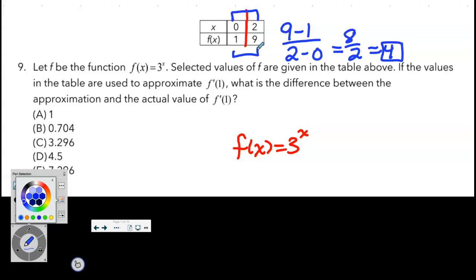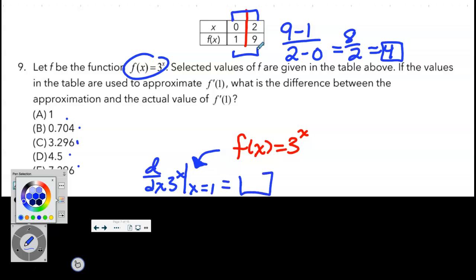But this says, what is the difference between the approximation and the actual value? Now you have a couple ways of doing this, and I'm going to show you both. Because this is calculator active, I believe, because of the decimal places, you could just do math 8, and it will tell you what that is. I'm going to have to write it down, just make sure you do it.